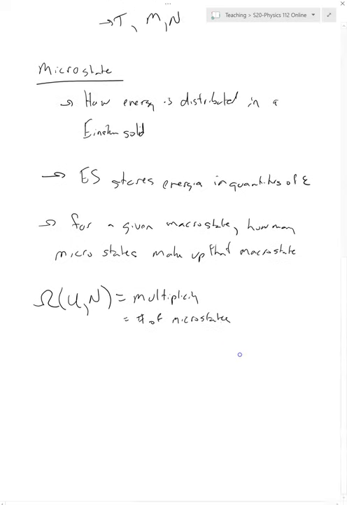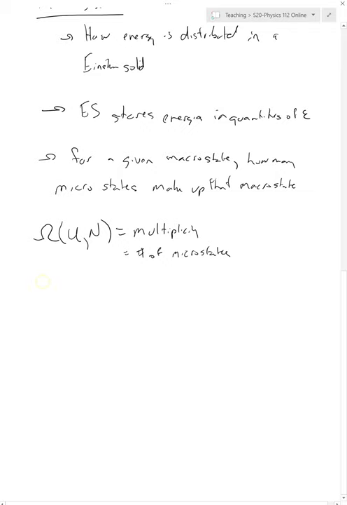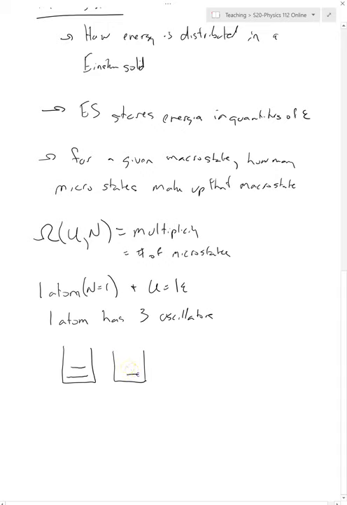So let's look at a really simple example. Let's try to find out if we have one atom. So N is equal to 1, and we have 1 unit of energy, 1 epsilon. What are we going to have? Let me just draw this atom. Remember, one atom has three oscillators. And so if we look at the energy diagram, this is going to be the least interesting set of energy diagrams we'll ever have. This is 0 epsilon, 1 epsilon, 0 epsilon, 1 epsilon, 0 epsilon, 1 epsilon.